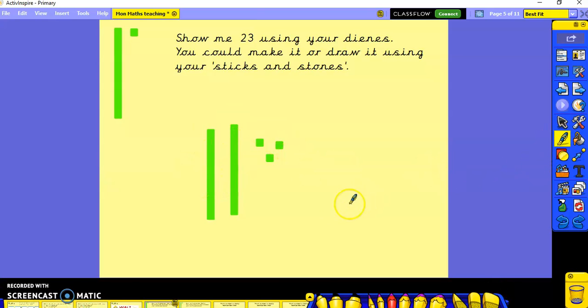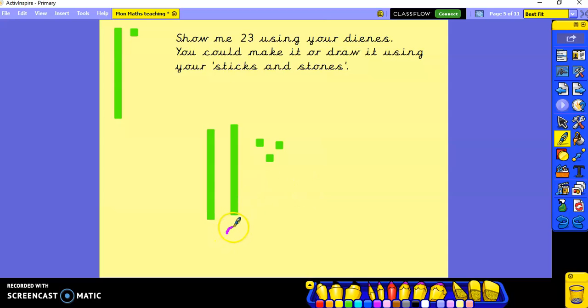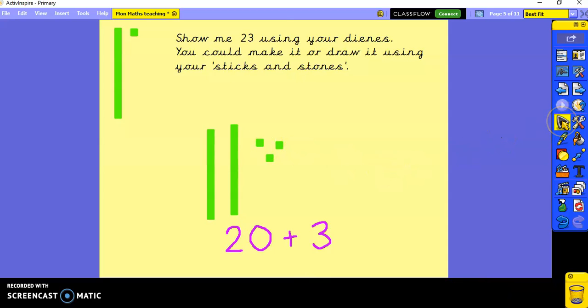Now I could also show this as a number sentence where we've partitioned the number. So I've got 20 add 3. So I've got 20 add 3 makes 23. I wonder if anybody could think of another way that they could represent this. Maybe you could do a tens and ones grid. Let's have a look at our next question.